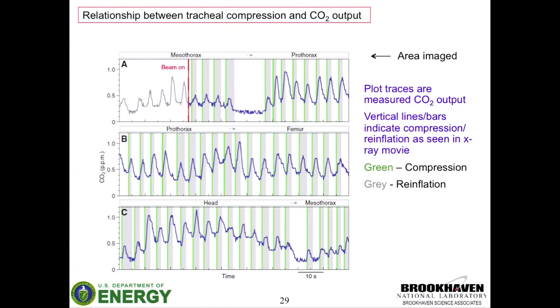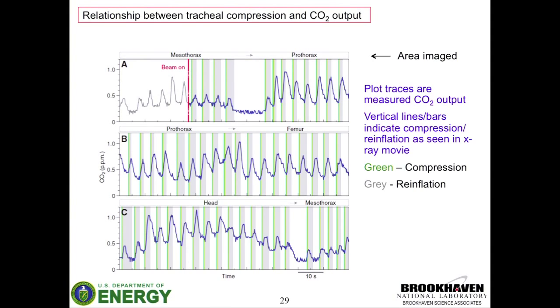These green bars here: every time we see on the X-ray movie the trachea compresses, we put a green bar. When the trachea reinflates, we put these gray bars that follow it, okay? So it's compression and then reinflation, compression, reinflation, okay? So again, this is a CO2 trace, okay? The green bars are compressions, okay?